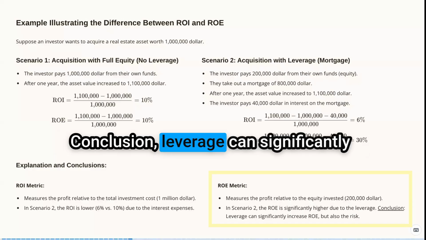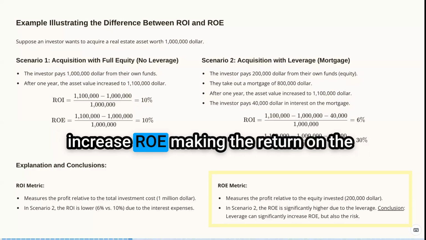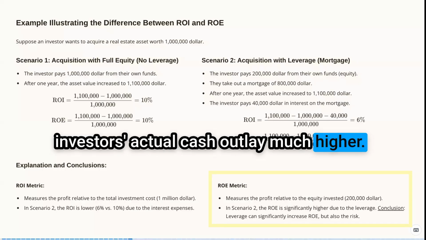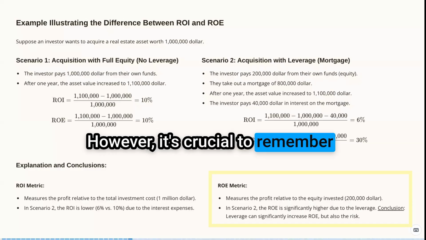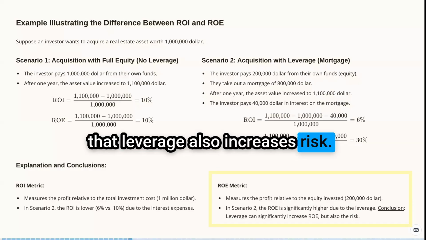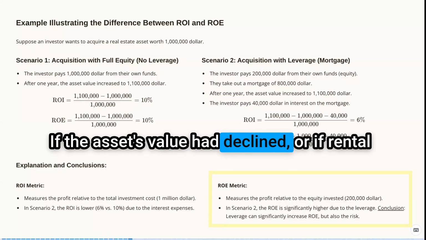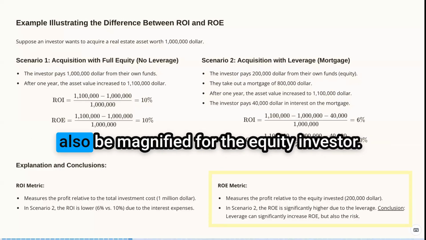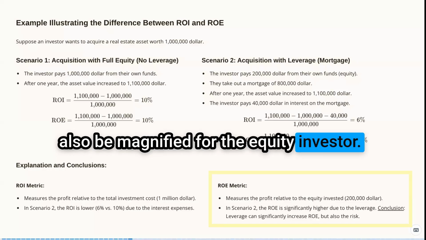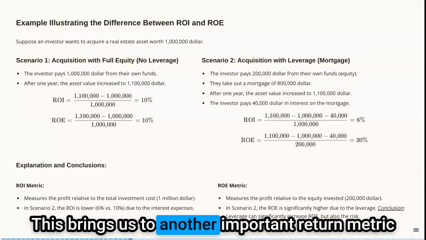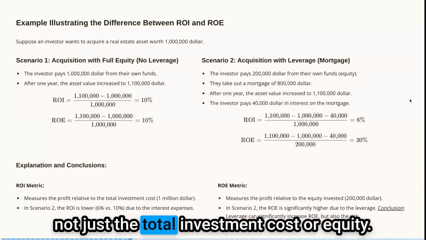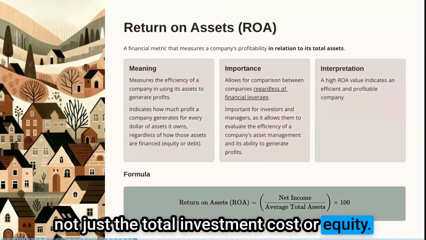Conclusion: leverage can significantly increase ROE, making the return on the investor's actual cash outlay much higher. However, it's crucial to remember that leverage also increases risk. If the asset's value had declined, or if rental income hadn't covered costs, the losses would also be magnified for the equity investor. This brings us to another important return metric that looks at profitability in relation to all assets, not just the total investment cost or equity.